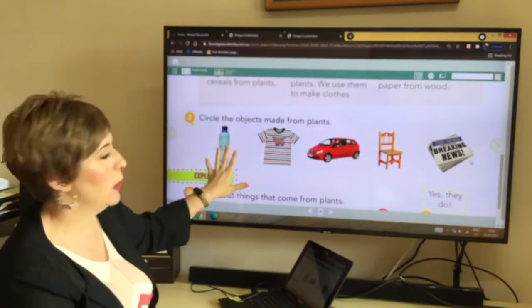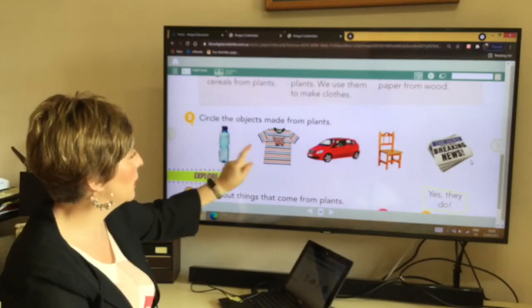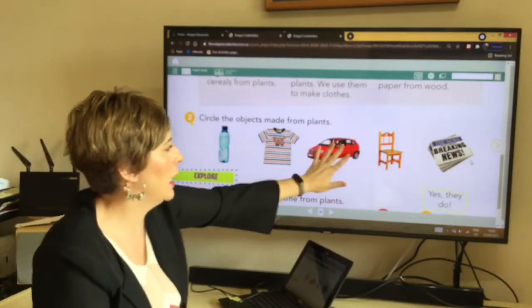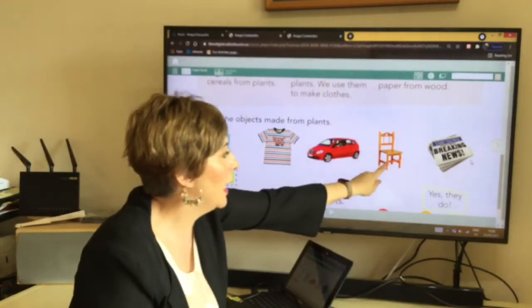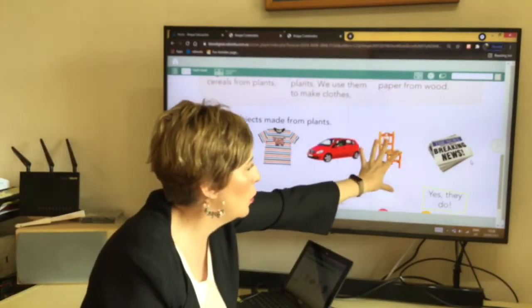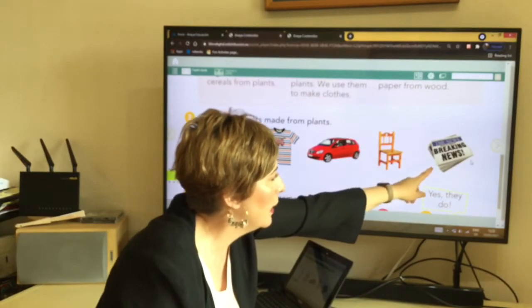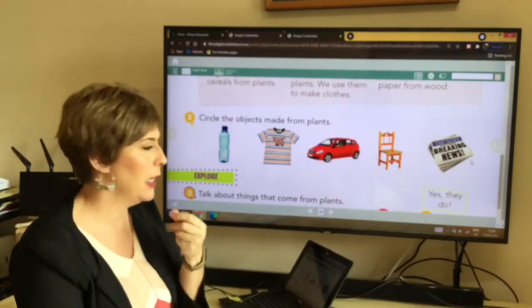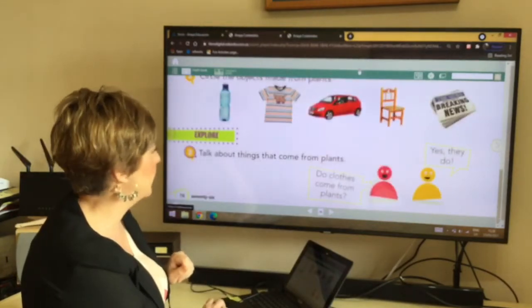Plastic? No, we don't make plastic from plants. A t-shirt? Yes, we can make a t-shirt with cotton. A car? No. A chair? Yes, with wood. And a newspaper, the paper from the newspaper is from the pulp that we get from plants.